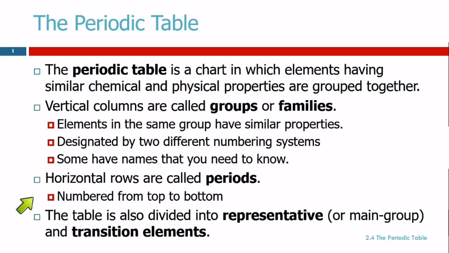The horizontal rows are called periods. And those are just numbered from top to bottom, 1 through 7. And then the table also gets divided into representative, also known as main group elements, and transition elements.